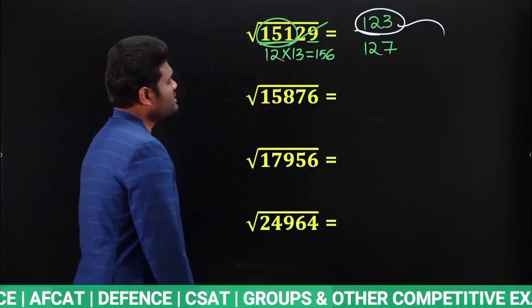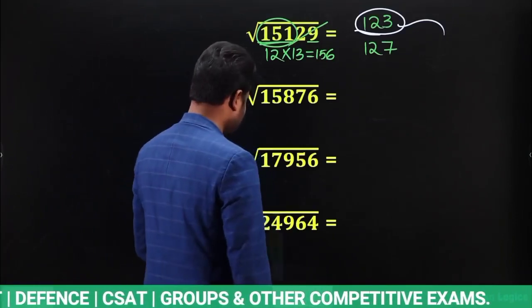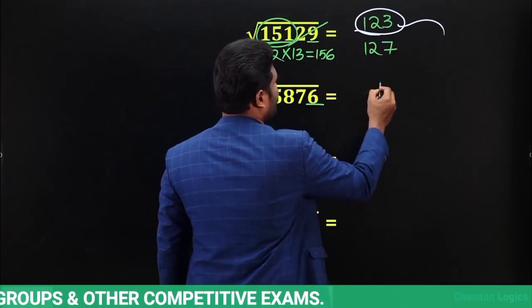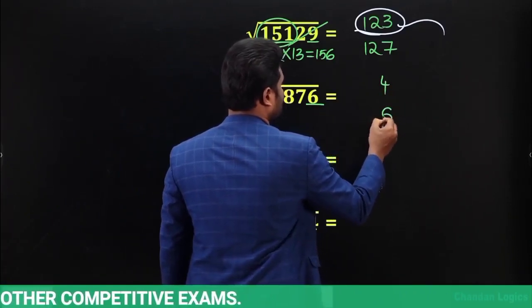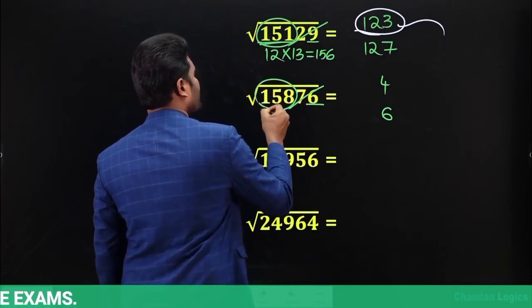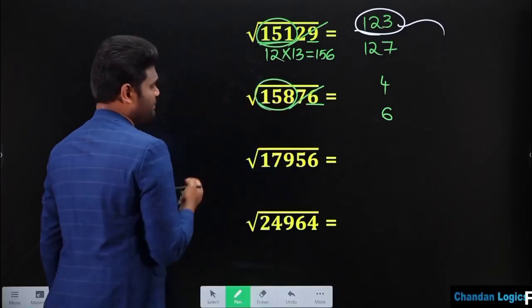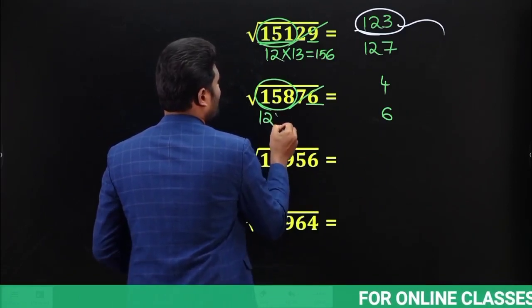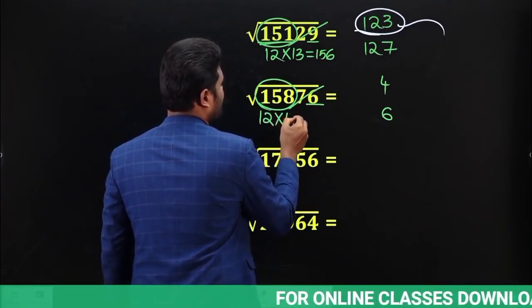Okay. Next look at this: 15876. What is the last digit? Last digit is 6. 6 you are going to get at 4 or 6. Strike off the last 2 digits. Now you need a perfect square close to 158. That is nothing but 12 square. So it's going to be 12, multiplied with the next number, which is 13.